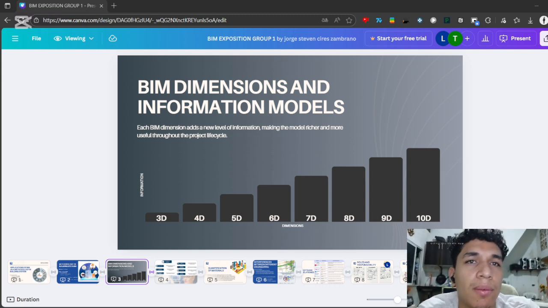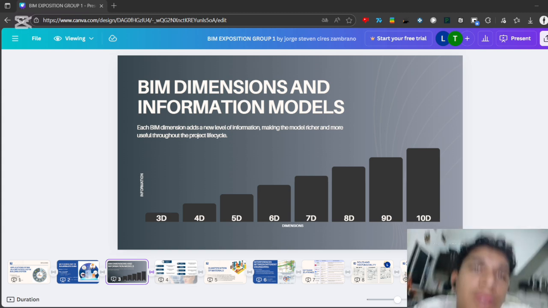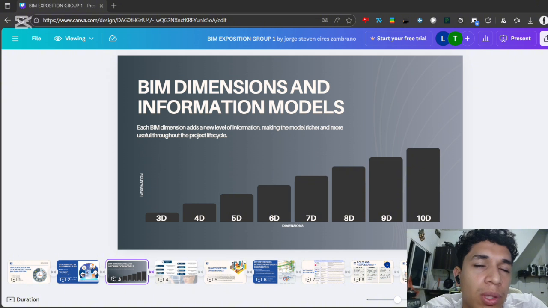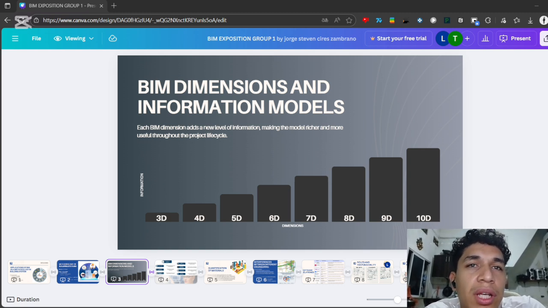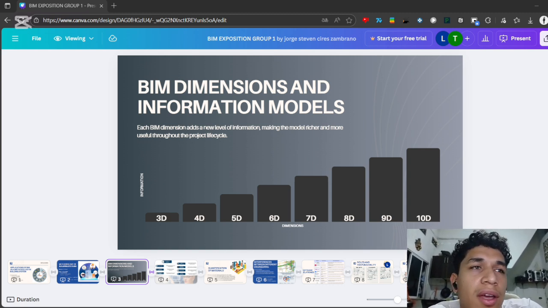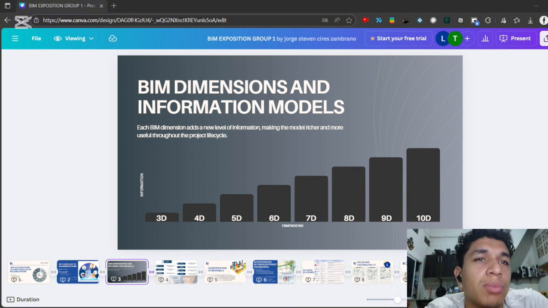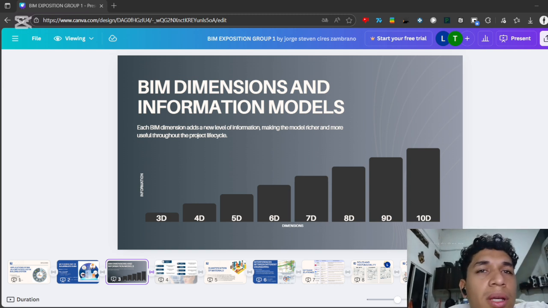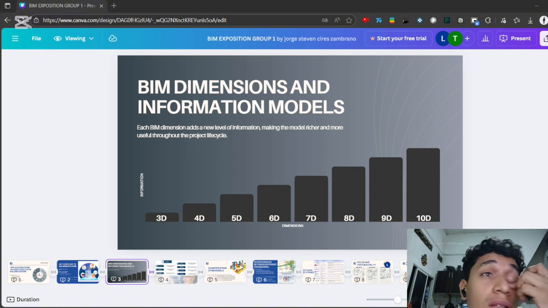First is to create a digital model with the architectural, structural, and engineering information, being 4 dimension the time dimension, with 5 dimension, we include the cost information. 6 dimension focuses on sustainability and energy efficiency. 7th dimension is about maintenance and operation. We can also have 9 dimension related to lean construction, and 10 dimension.